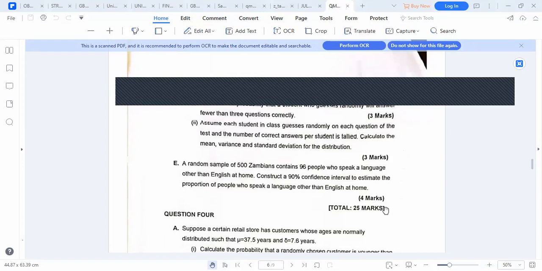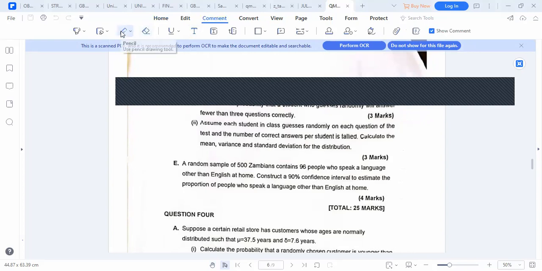The sample size. Big N, which is what? 500. Small n, 96, and then the z value, 1.645. Small n over big N. All right, so the z value would be what? 1.645. All right. What formula are we going to use here?